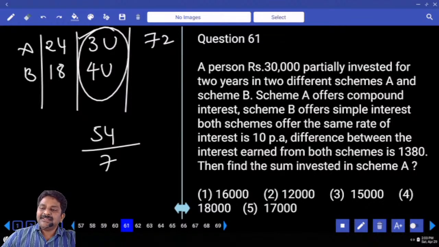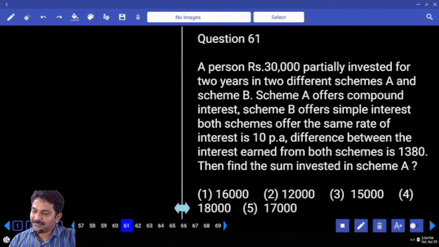A person invested 30,000 partially for 2 years in 2 different schemes, A and B. Scheme A offers compound interest, B offers simple interest. Both schemes offer the same rate of interest, 10% per annum. The difference between the interest earned from both the schemes is 1380. Find the sum invested in scheme A. That's what we need to calculate.